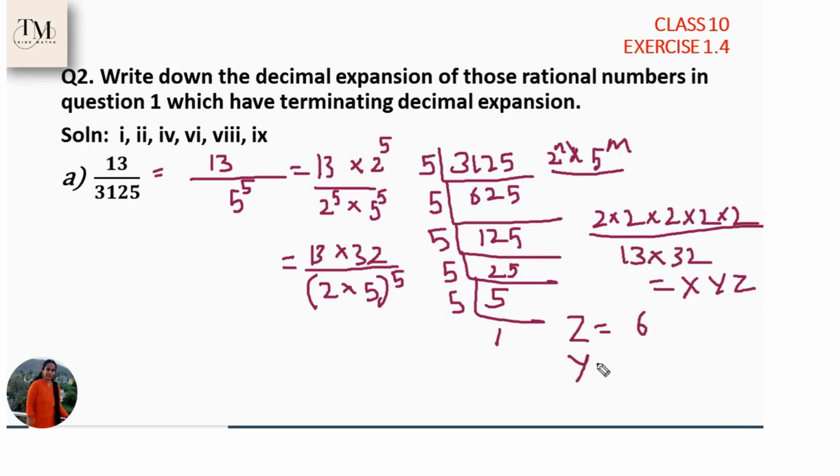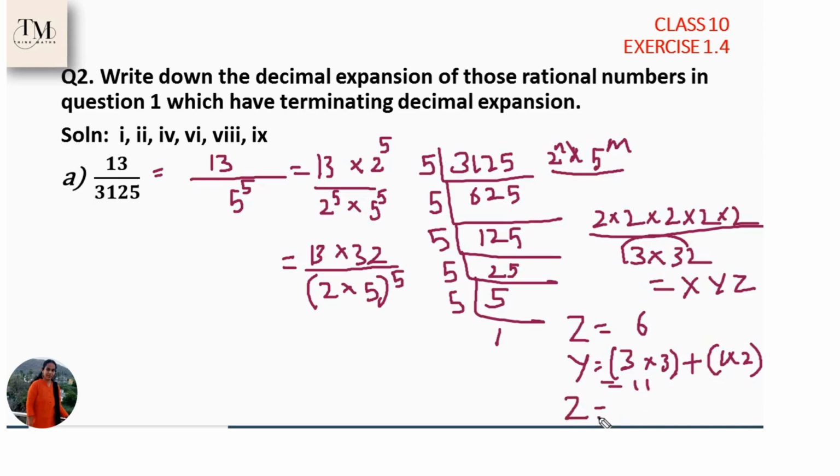Next for the y place, you have to find the product of the inner values plus the product of the outer values. Inner values are 3 into 3. Outer values are 1 and 2, so 1 into 2. 3 into 3 is 9. 9 plus 2 is 11. So the y value is 11.